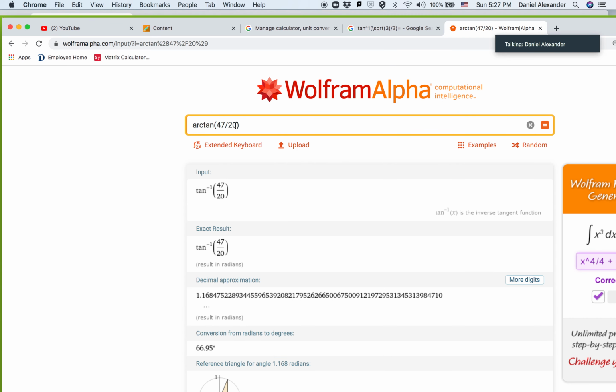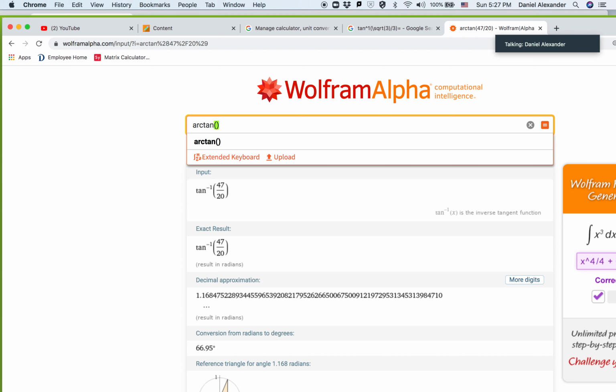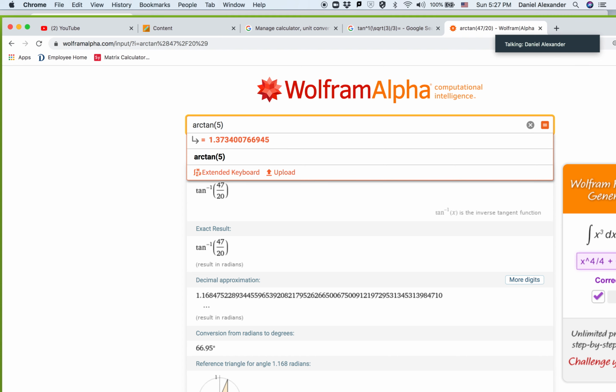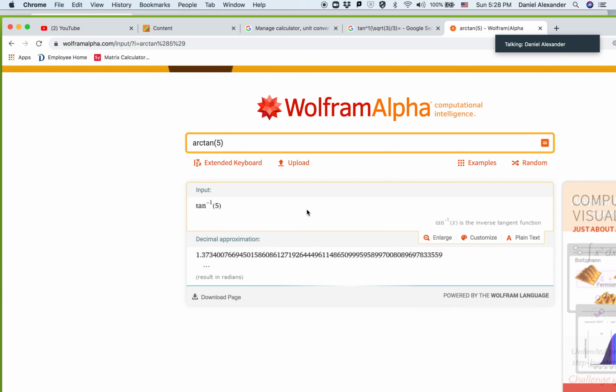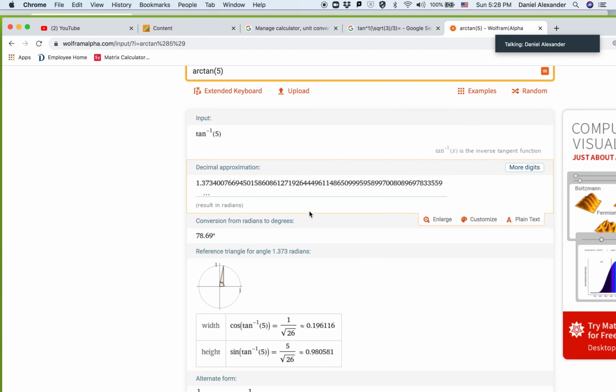Arctan is the same as the tangent inverse, and we said 5, so we get 1.373. And again, to me, that doesn't make much sense in radians. I have to go to angles. I know it's going to be a little bit bigger than 60. It's 78.69. So in terms of degrees, that would be 78.69 degrees.